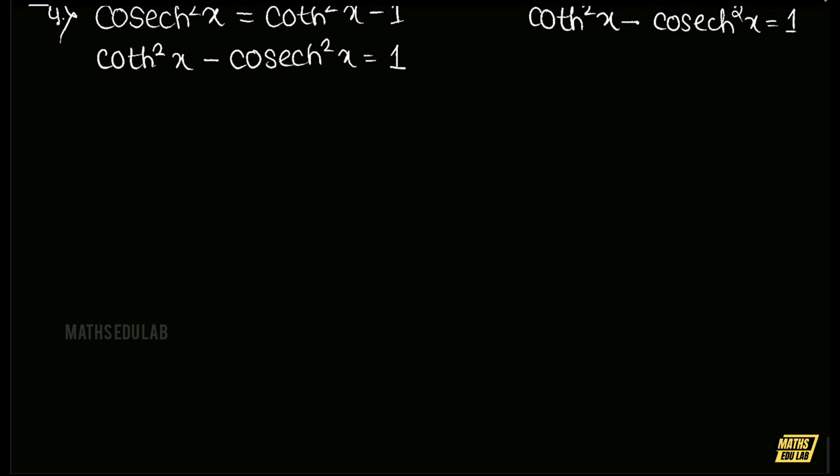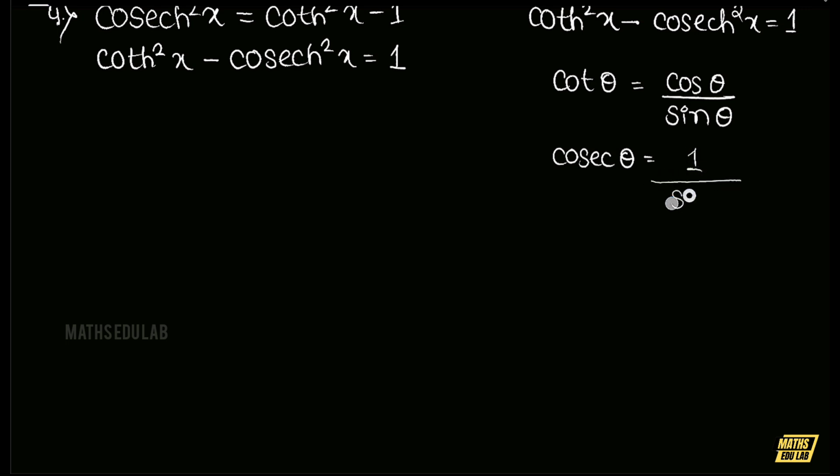Now in the same way, as we have done in the previous identity, we will do the same. That is cot theta, which is equal to cos theta by sin theta. So cot theta value we can take by the trigonometric identity is cos theta by sin theta. Similarly, for cosec theta, we can write this one as the reciprocal of sin theta. Now just substitute the values.